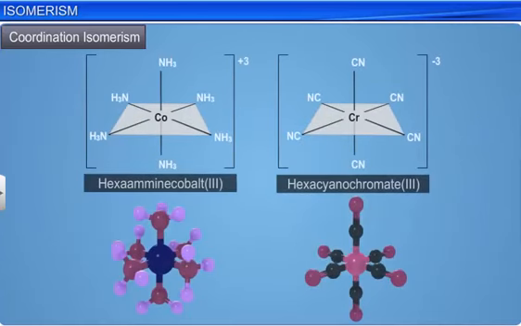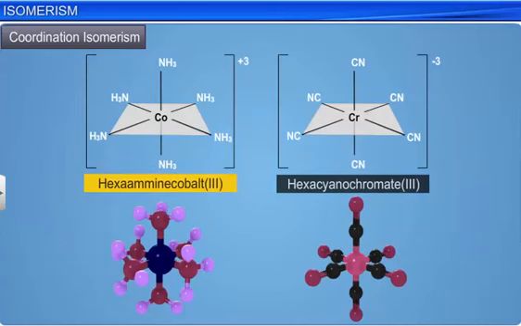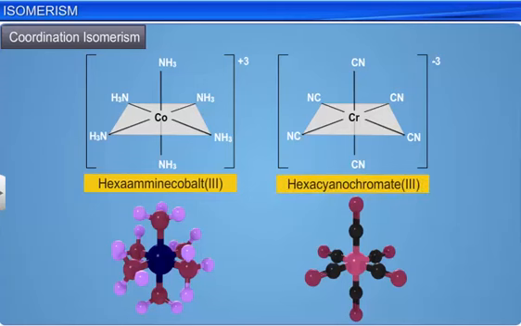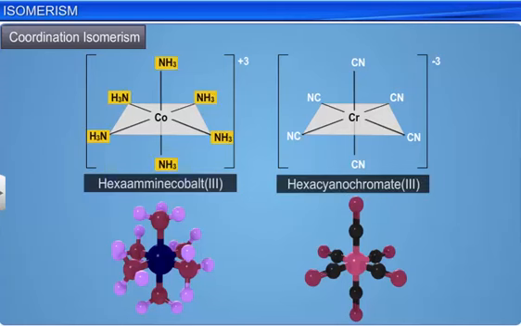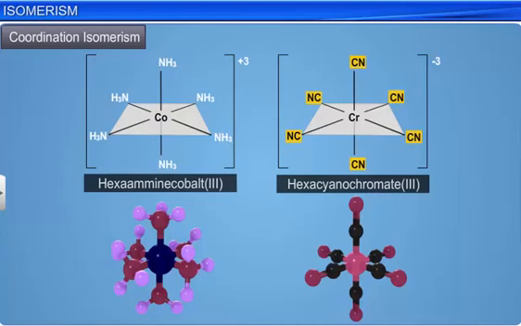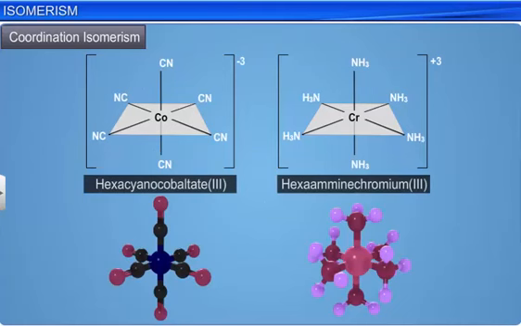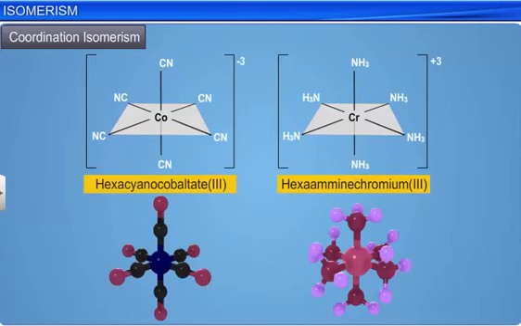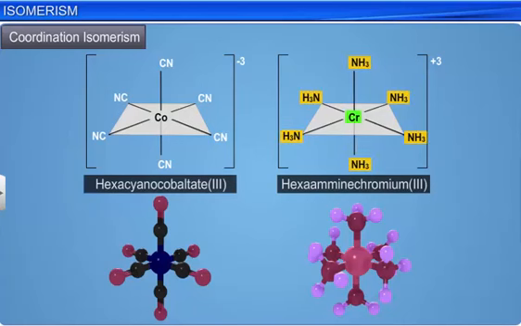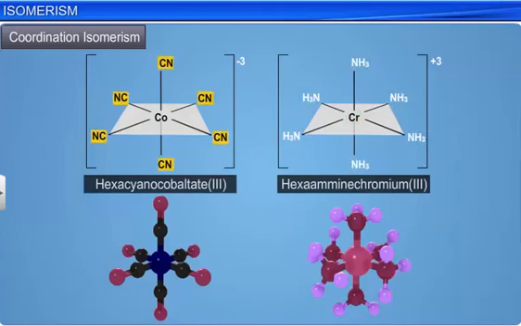For example, in the complex hexaamminecobalt(III) hexacyanochromate(III), the ammonia ligands are bound to the cobalt 3+ ion, while the cyanide ligands are bound to the chromium 3+ ion. In its coordination isomer, hexaamminechromium(III) hexacyanocobaltate(III), the ammonia ligands are bound to the chromium 3+, while the cyanide ligands are bound to the cobalt 3+ ion.